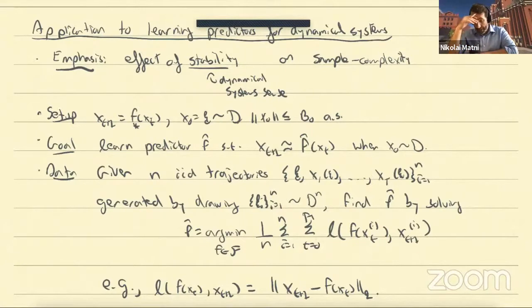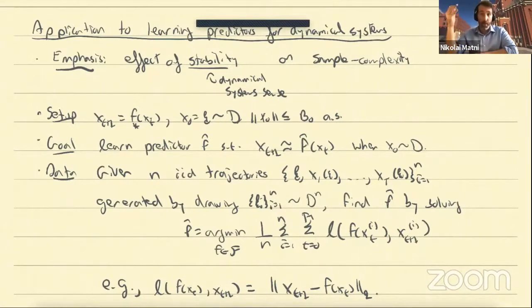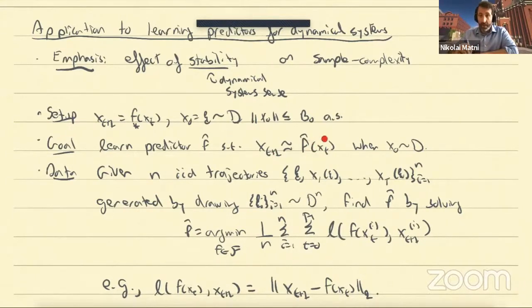So the first problem that we're going to look at is the first motivating problem that I introduced at the very beginning, which is we're going to try to learn a predictor f hat, such that x of t plus 1 is approximately equal to f hat of x of t when my initial condition is drawn according to this distribution.